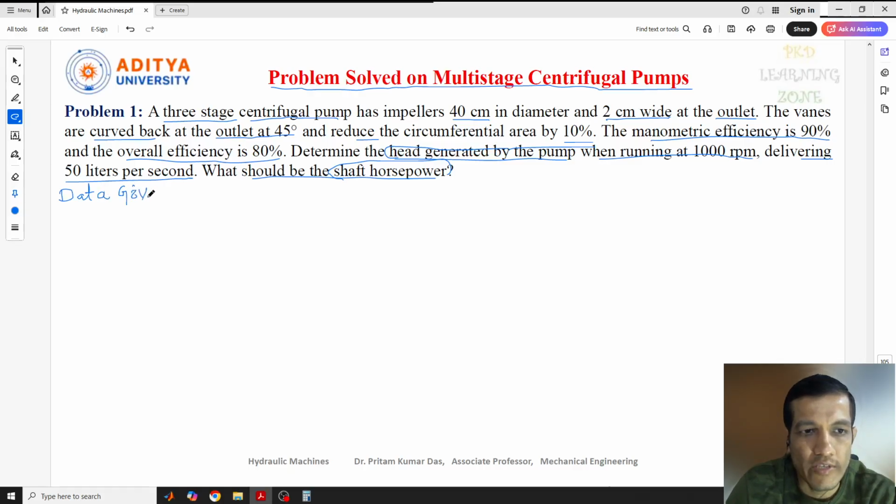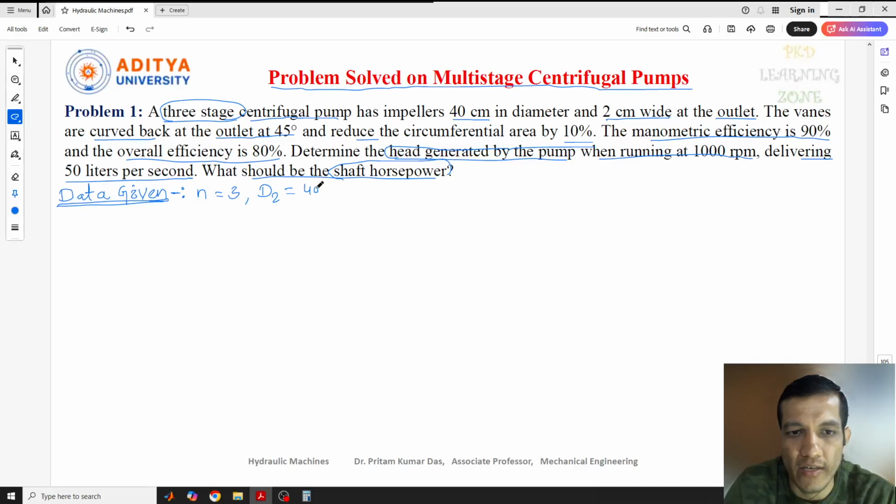The concept of this multi-stage centrifugal pump we have discussed in our last lecture. It is of two types: one is to increase the head, and another one is to increase the discharge of water. Here you can see that it is a three-stage centrifugal pump, so we can understand the n value is equal to 3. That means the number of stages is 3. Diameter is given: the diameter of the impeller at the outlet condition, that means D2, is 40 centimeter. We can convert 40 centimeter into meter, so we can write this as 0.4 meter.